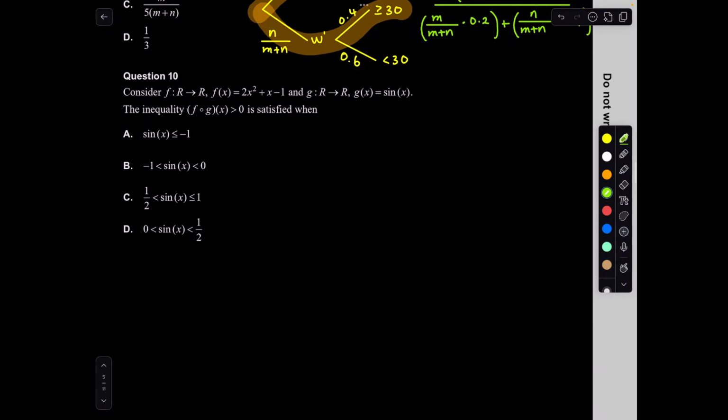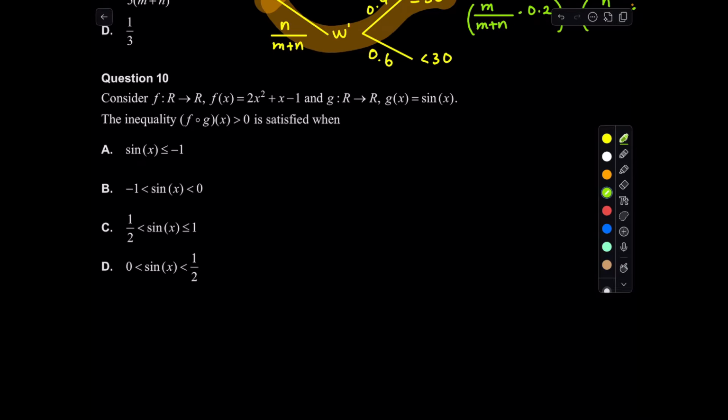Next question, question 10. Consider f where it has a domain of all reals, and this is f of x, and g has a domain of all reals, which is this. The inequality of f of g of x is greater than 0 is satisfied when what? Okay, let's do this. So f of g of x can be written as that. f of g of x like that, yeah? Is greater than 0. Okay, let's find f of g of x first.